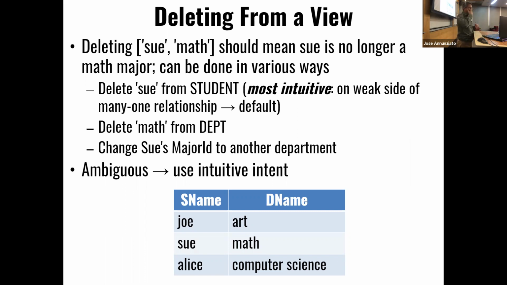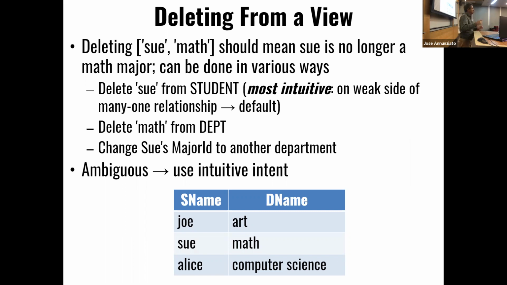And so the most intuitive thing that we might say is that if you delete Sue, math, probably what you mean is that you're trying to remove the record for the student. Maybe that's what you meant, but probably you didn't mean to actually remove the math department. Say you change Sue's major ID, so that she's now not in the math department, but in computer science.